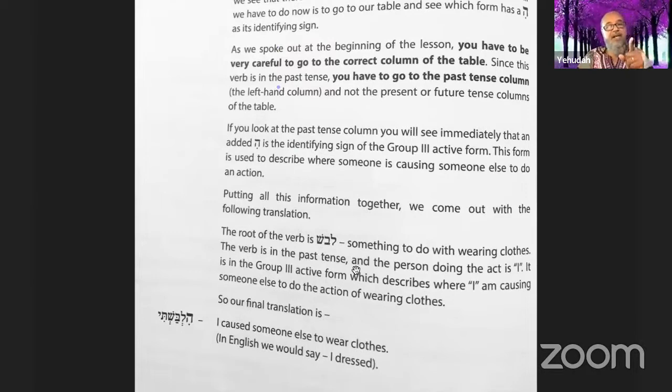All right. So now that we've looked at this, as we spoke out in the beginning of the lesson, you have to be very careful when you're looking at this because you could mistranslate something. You could put something in the present when it's really in the past because you just remember the one dot. So you have to be careful, okay?